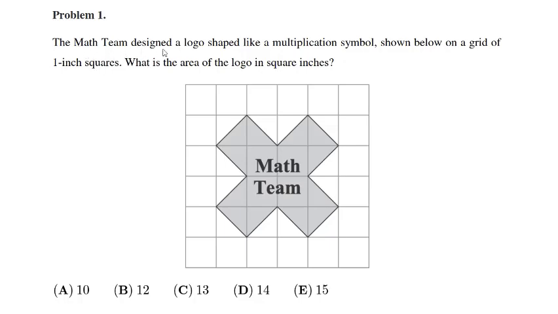Problem number 1. The math team designed a logo shaped like a multiplication symbol, shown below on a grid of 1-inch squares. What's the area of the logo in square inches? If we calculate, we have 1, 2, 3, 4 squares, plus triangles. Each of them is 1 times 1 over 2, half of a square, a right angle triangle with side length 1. So let's count: 1, 2, 3, 4, 5, 6, 7, 8, 9, 10, 11, 12. Plus 12 times half. It will be 4 plus 6, 10. So the answer is A.